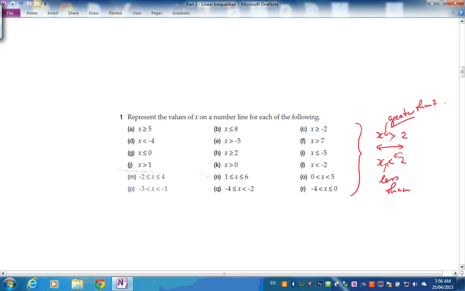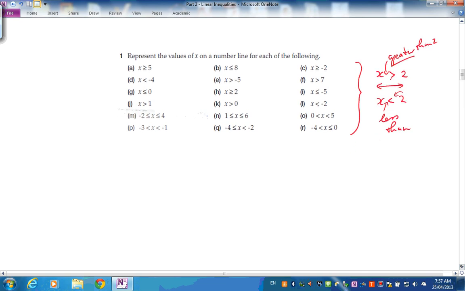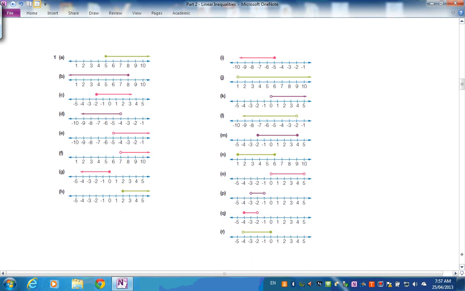Just remembering whatever's on the wider side of the sign is greater than the other thing. Alright, so pause it there and have a go. I'll toggle down to the solutions as usual, and you can check each one as you go to make sure you're not perpetuating some error. Right, so there are some number lines with those examples. So toggle back, do the next problem and so on. I'm going to go on now.